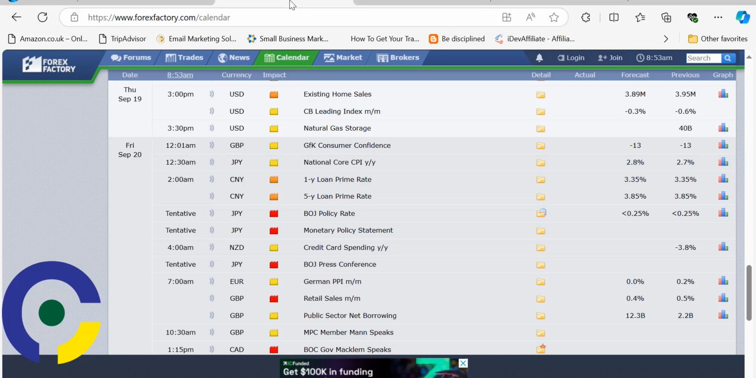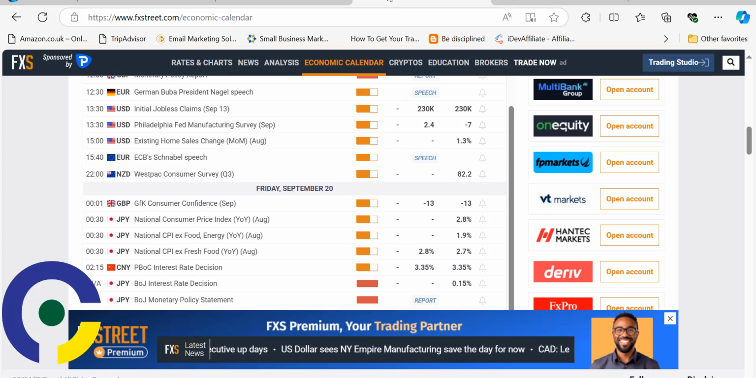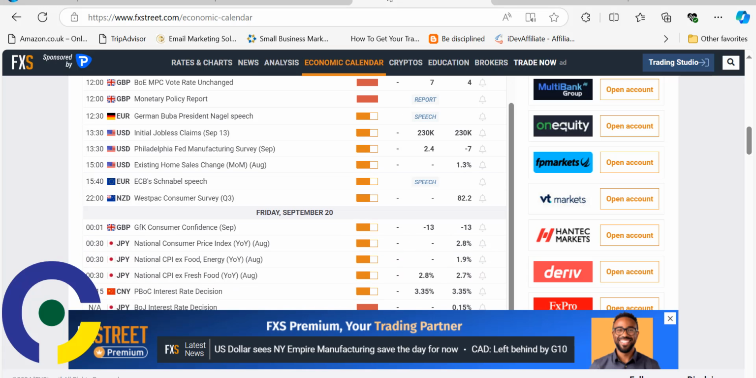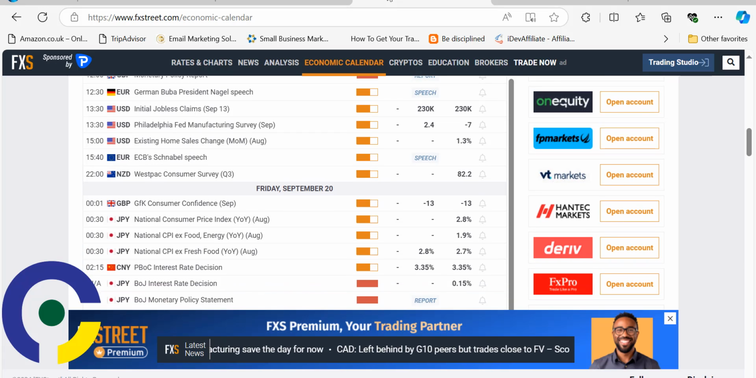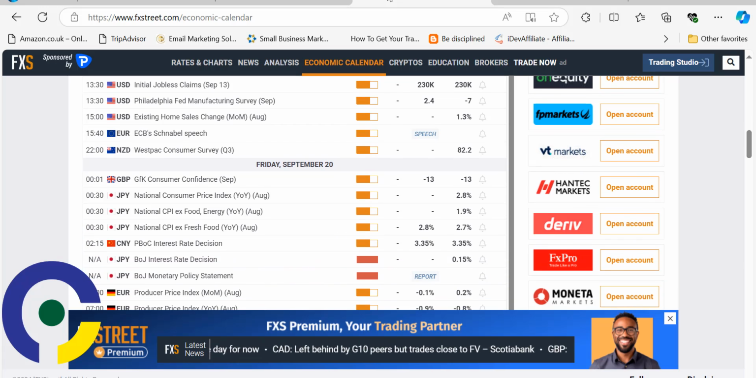So the timing for these events, both the BOJ policy rate and the press conference, is still tentative. So let's confirm from FX Trade. From FX Trade it is midnight to 12:30 GMT+1. Okay, it's still tentative. It's the National Consumer Price Index and CPI exempting food and energy, that is for 12:30. All right, from FX Trade.